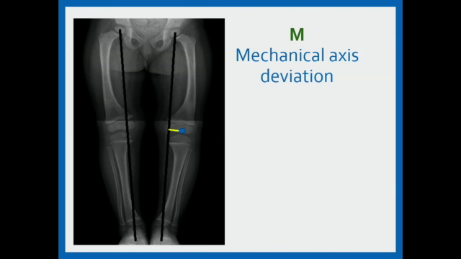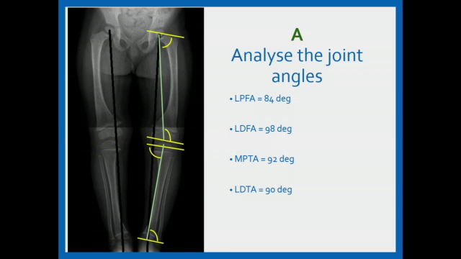So mechanical axis deviation is very simple. So if there's a genu varum, the mechanical axis deviates medially. If there's genu valgum, mechanical axis deviates laterally. And then you measure the distance between the center of the knee joint to this mechanical axis line, and that is the mechanical axis deviation. Your aim of any correction is to get the mechanical axis to the center of the knee joint. Then you analyze the joint angle.